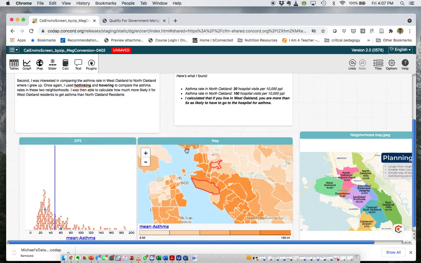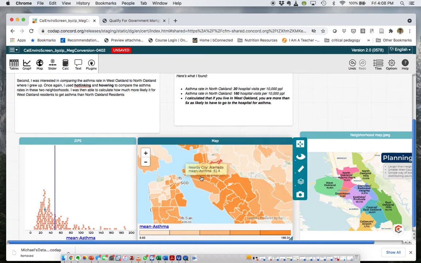And then let me actually just make sure I've selected the right one. Oh, I see. I selected a different community than what I intended. I meant to click West Oakland here. So now we see the two communities that we compared earlier. We see North Oakland here. We see West Oakland here.